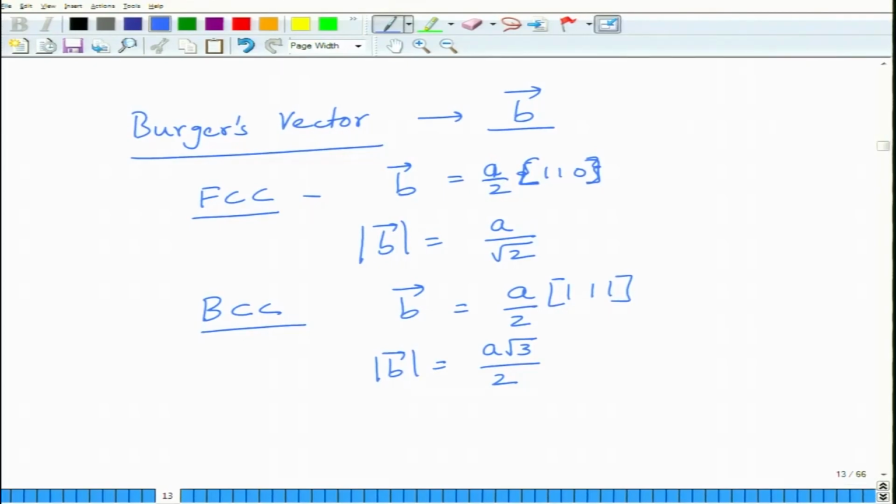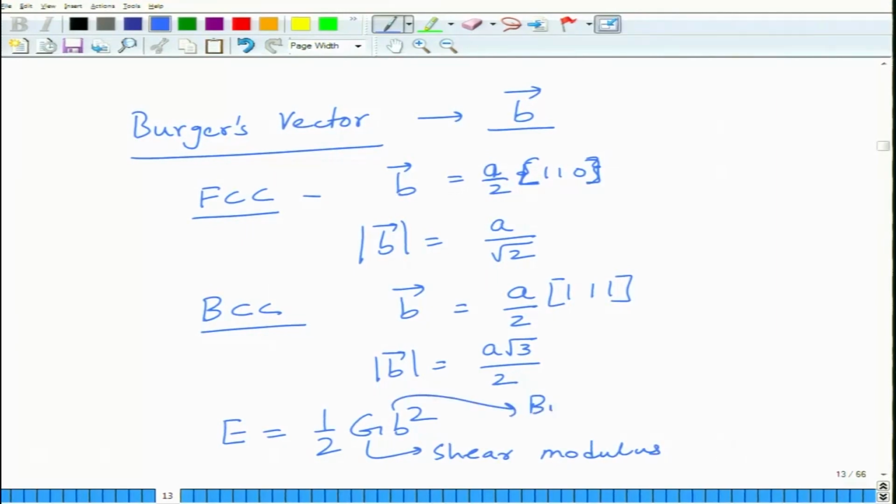These dislocations have energy as well. So, the energy of dislocations is expressed as half G B square. So, G is the shear modulus and B is the magnitude of the Burgers vector. Okay. So, this is how you analyze dislocations in the material.